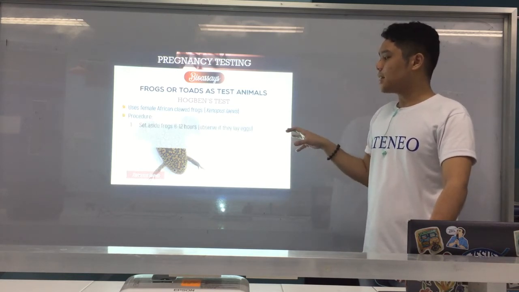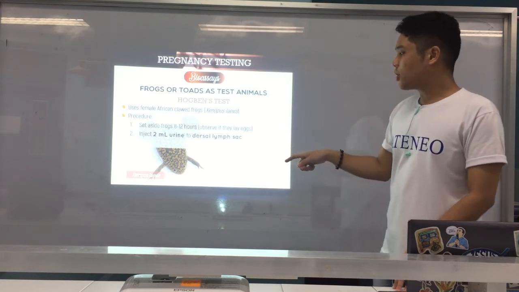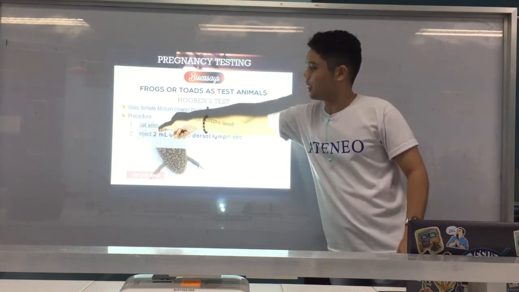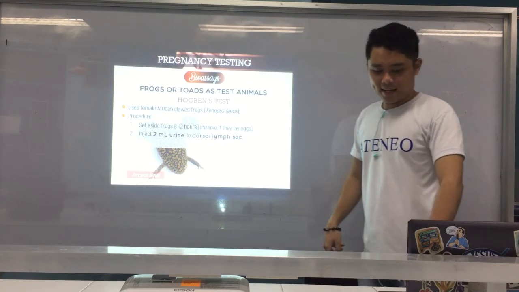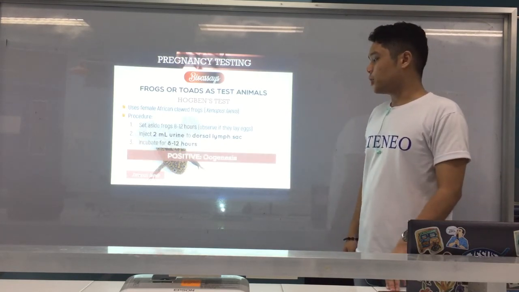So we set aside the frogs first for 8 to 12 hours. We inject 2 ml of urine in the dorsal lymph sac. I think the injection is given here, on their side. Okay, incubate again for 8 to 12 hours. And the positive result is oogenesis.